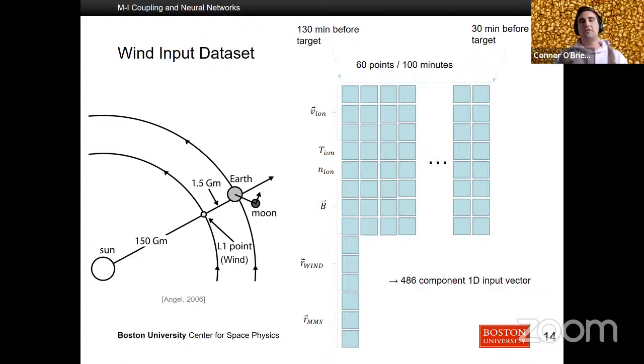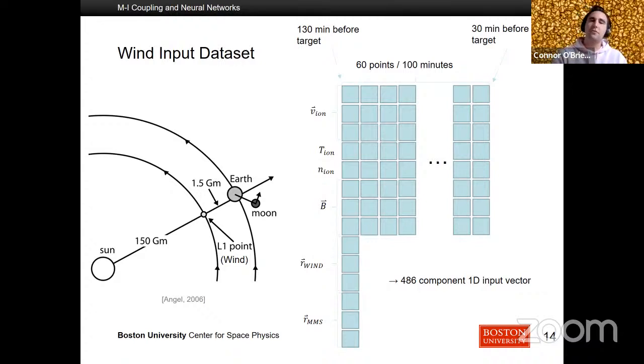Each of these input data starts 130 minutes before each target and ends 30 minutes before each target. This was done because we wanted it to capture a good deal of time history, but the more time history you capture, the larger your input vectors are, which we'll get to why that might be an issue in a little bit. We also position tagged with the average position of the Wind spacecraft over each observation and added the target position of the MMS spacecraft that we want to propagate to, for a total of 486 components in this big vector once you iron it out into a one-dimensional structure.